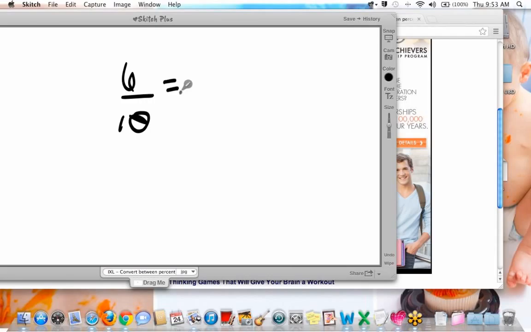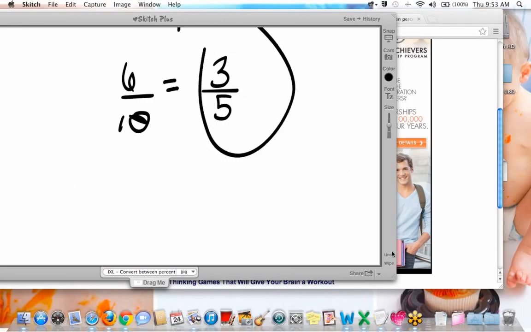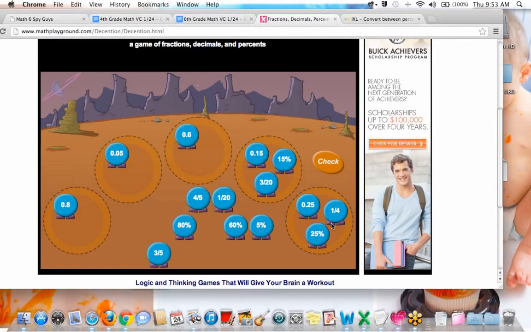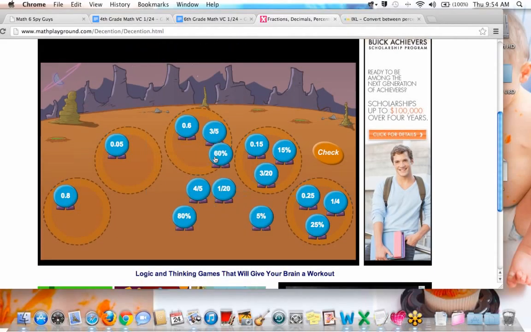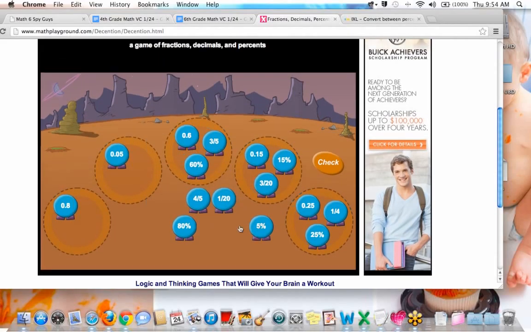I know that a 2 goes into both of those. So 6 divided by 2 is 3, and 10 divided by 2 is 5. So that would be the fraction I'm going to look for. 3/5. Where are we? Oh, there it is. And then the percentage is actually pretty easy, 60%. Good. All right.